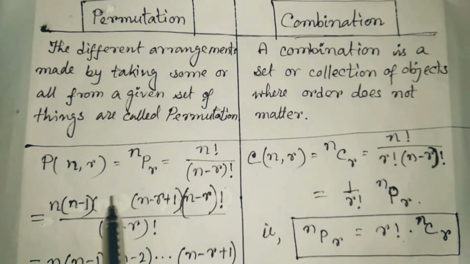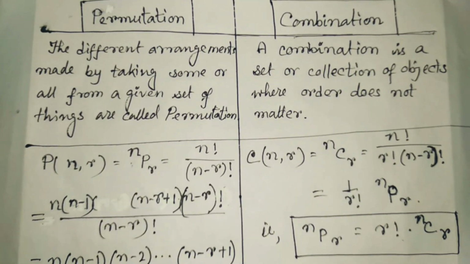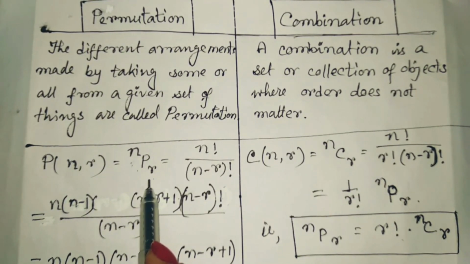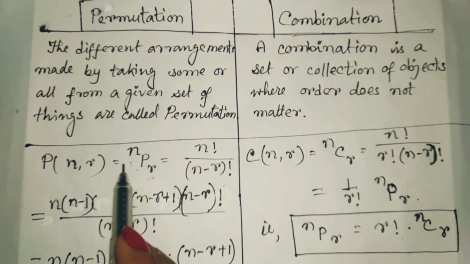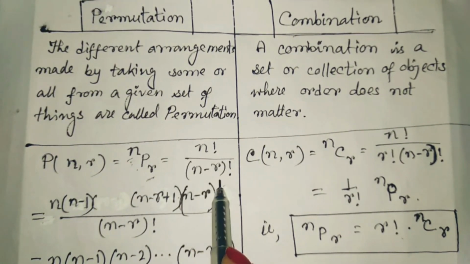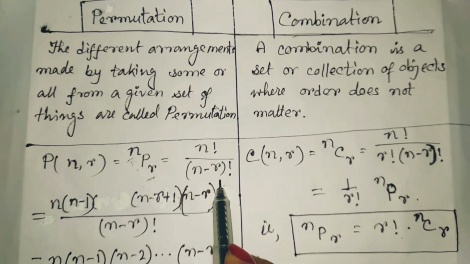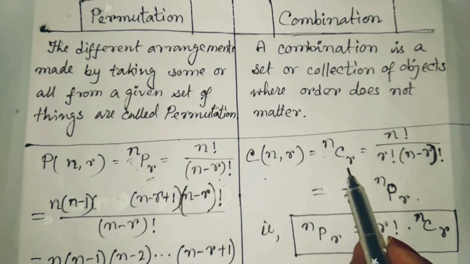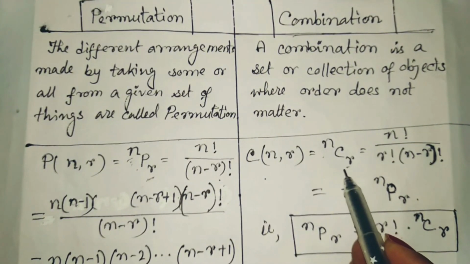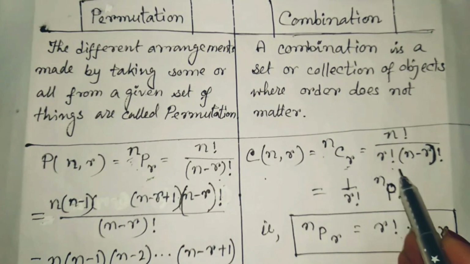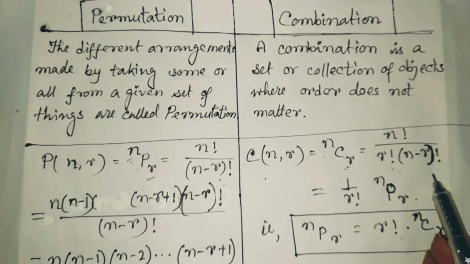In the case of permutation, if a total of n objects are there and out of n objects we want to choose any r objects, then we can do so in n factorial divided by n minus r factorial ways. Whereas in combination, out of n, if our choice is any r objects, then its formula is n factorial divided by r factorial into n minus r factorial.